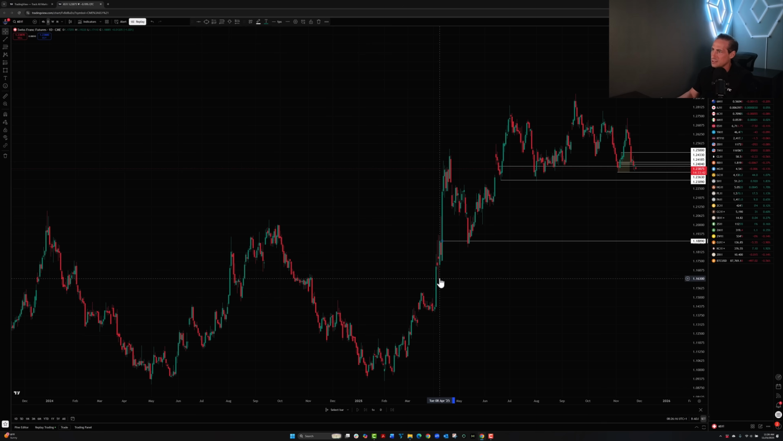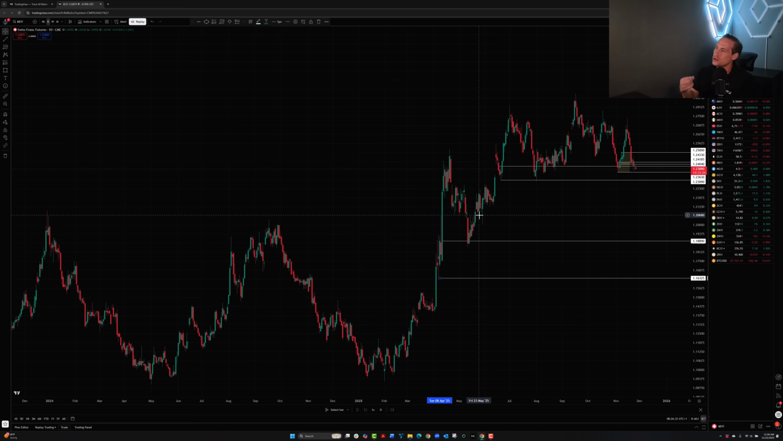And you see here, this demand zone, price came back into that flip zone, right? Because it violated that supply zone. Price came back into that flip zone, and then it worked out beautifully.